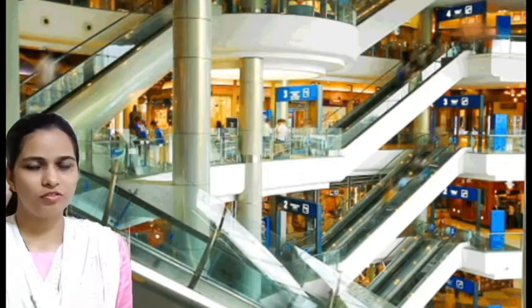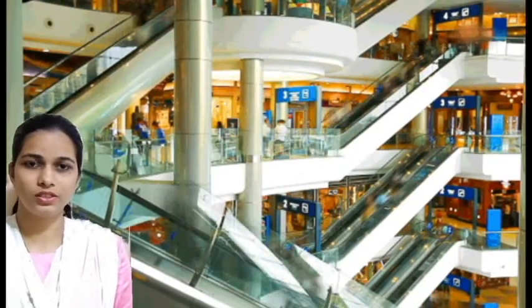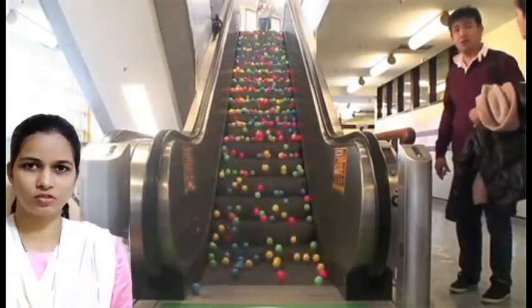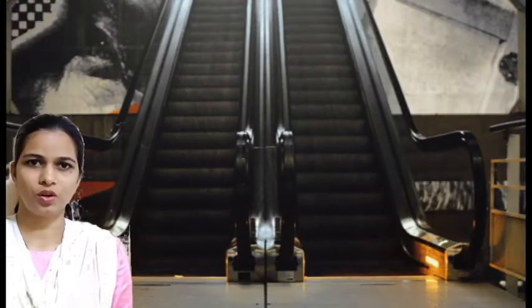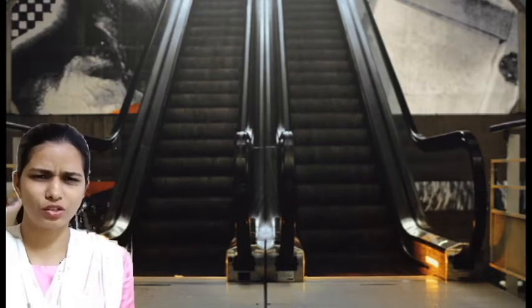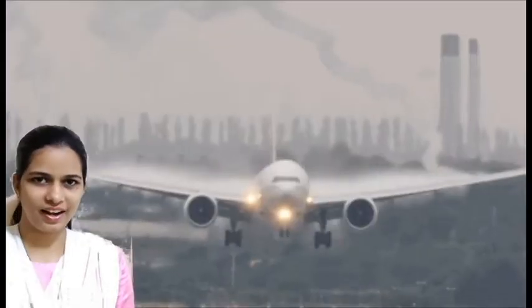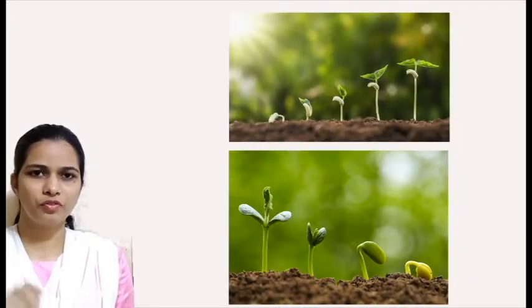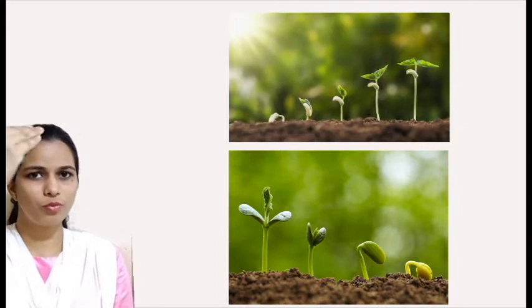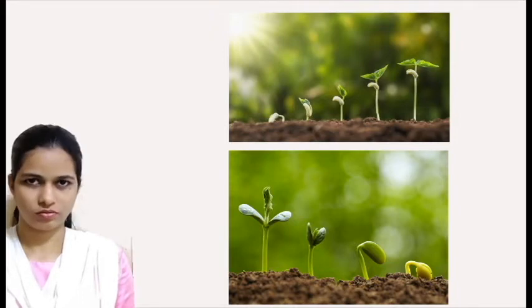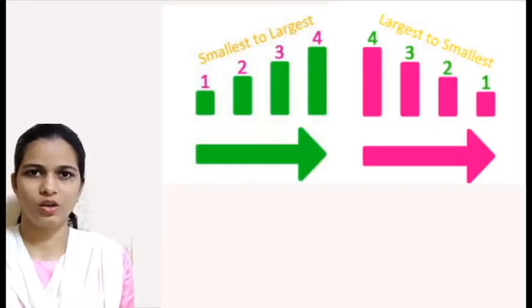How many of you visited a mall for shopping or maybe for other purposes? Okay, so you might have seen escalators, right? You might have used them also for going up and coming down. The same escalators at railway stations for going up and down. And you might have also observed an aeroplane taking off and landing, right? So in these two cases, what is exactly happening is we are moving from bottom to top or from top to bottom.